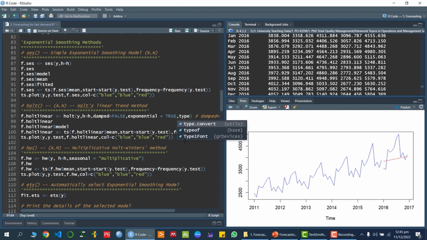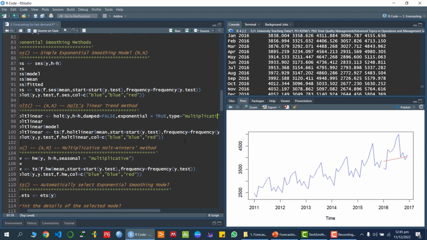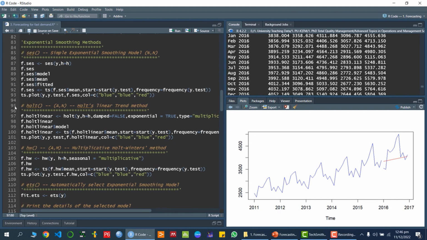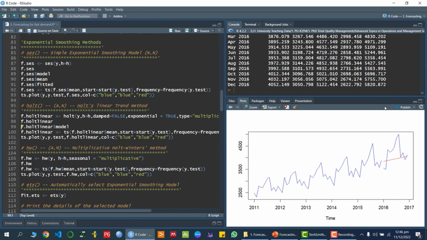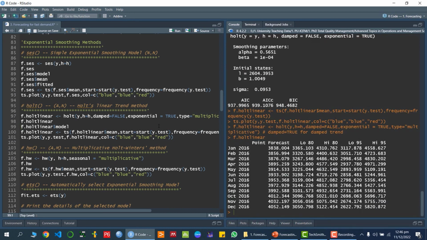type is equal to multiplicative. Okay, and then you can run this one. Now it is showing us the Holt's exponential trend method with multiplicative approach. So if you write down over here additive, it is going to apply the additive approach. I hope you got the idea how we can apply the simple exponential smoothing method in R, as well as Holt's linear trend, Holt's exponential, damped, additive, multiplicative.